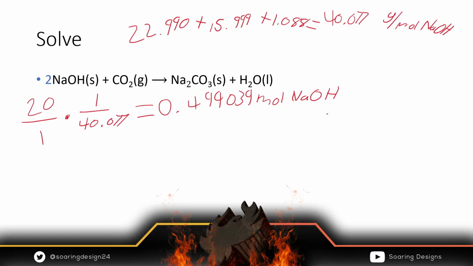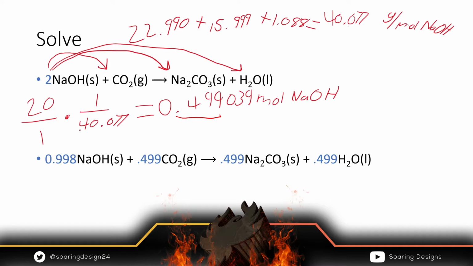Now that we know this, we can look up here and see that for every 2 molecules of sodium hydroxide, we have 1 molecule of each of these other compounds. So what we did was multiply this 0.499 by the coefficients of each of these, and this is what we ended up with. Now we can use this to finally figure out how much of each of these we have left.